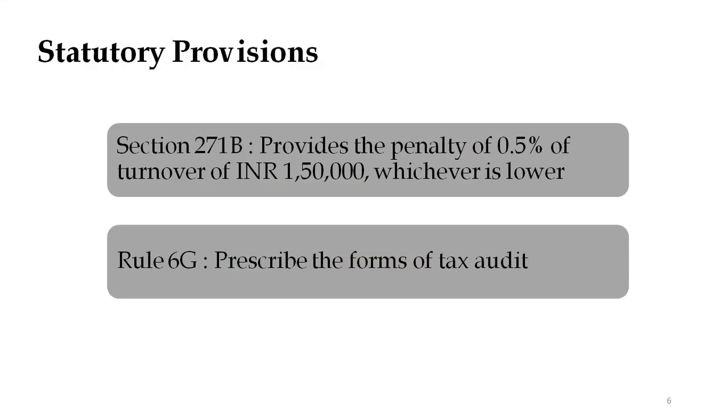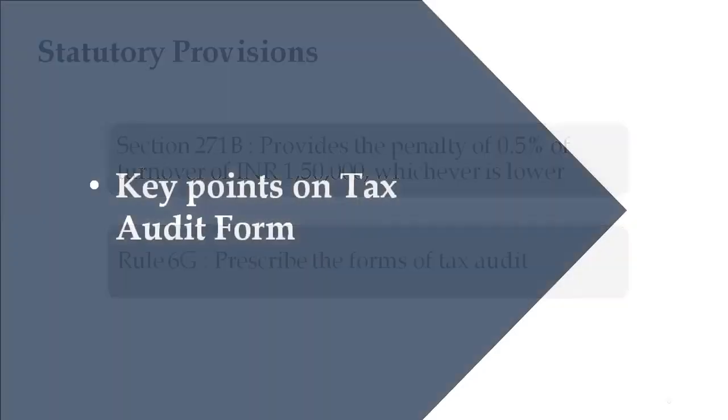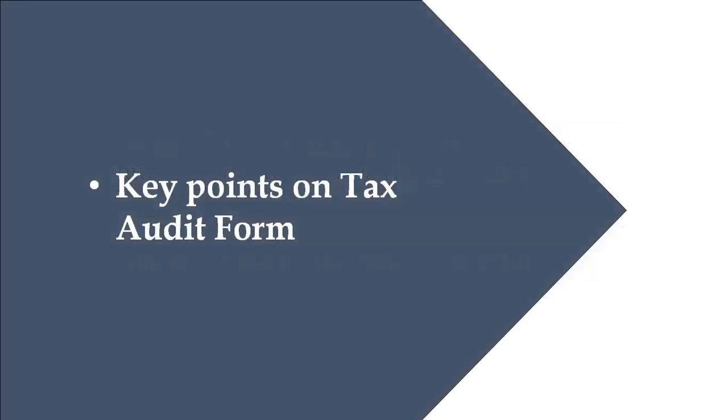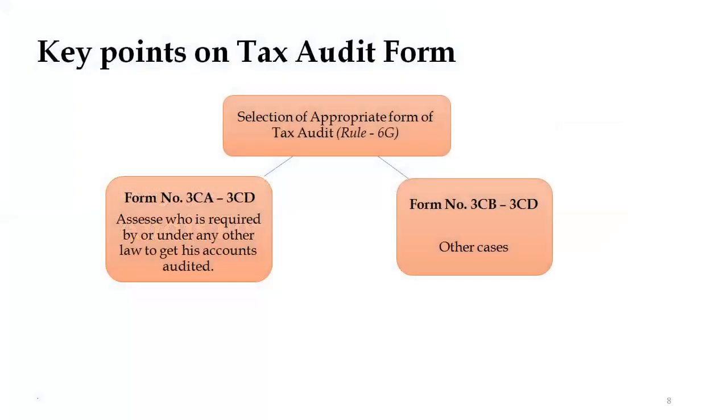And for the tax audit, we have a relevant rule, Rule 6G, which prescribes the form for the tax audit. So let's discuss some key points on the tax audit form. Rule 6G provides that you have Form 3CA-3CD or Form 3CB-3CD. 3CD is a form whose details are required to be filled by the assessee itself, and Form 3CA and 3CB are the audit forms for a chartered accountant.